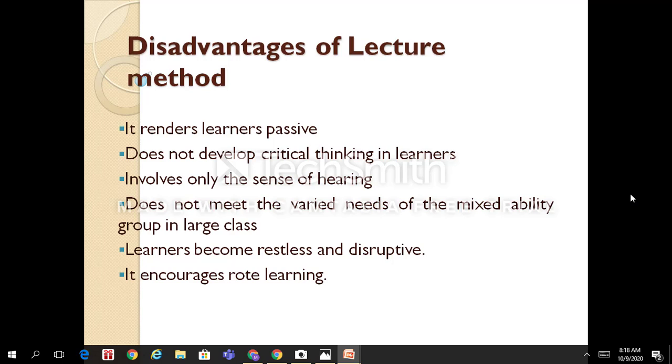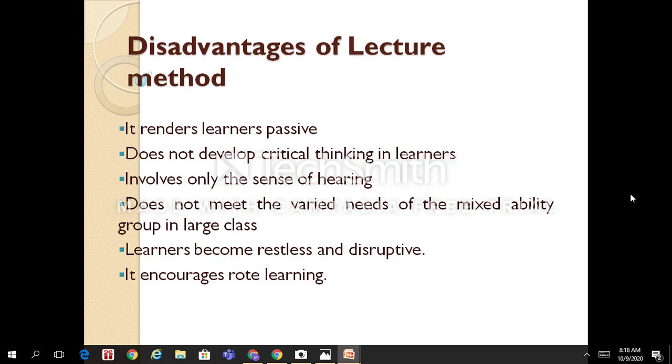But when you have advantages of a particular method, there are likely to be disadvantages of that method. The disadvantages of lecture method include that it renders the learners passive. They will just sit in the class and be looking at the teacher. It does not develop them to think critically, because you are the omega there. You are the one telling them all the facts. And it involves only the sense of hearing. They are not practicalizing anything. You are not demonstrating anything to them. They only listen to you.